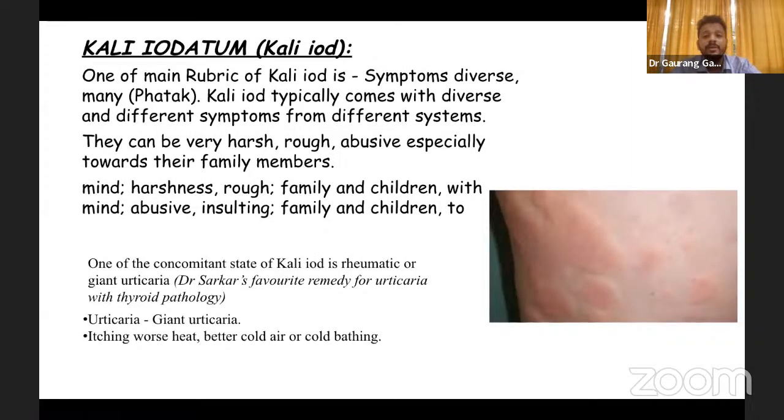So many more remedies. Kali iodide, a great remedy where there are symptoms of Kali and symptoms of iodide, both. They are very abusive, harsh people, rough towards family members. This is very typical for Kali iodide.